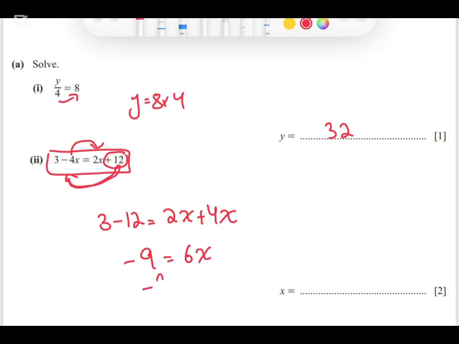6 will go to the other side and divide. So I hope you know this basic concept, when the term is multiplying and we move it to the other side it will divide. Okay, so now we have to simplify. 3 3s are 9 and 3 2s are 6, so the value of x will be negative 3 over 2. Okay, so I hope everything is clear in this part as well. Now moving towards the next part.